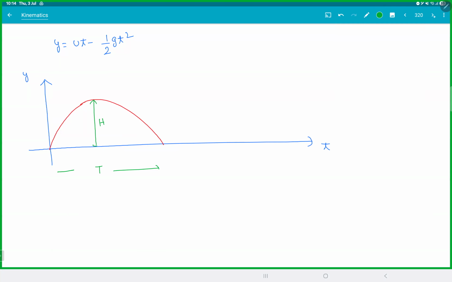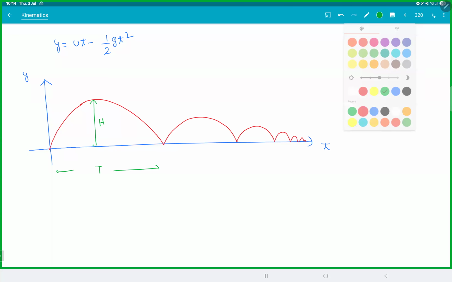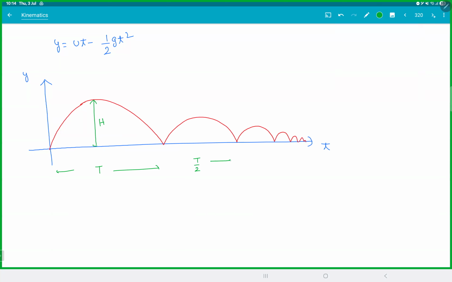So every time it hits the ground, the parabola becomes smaller and smaller and smaller, and it ends. So the time becomes t by 2, t by 4, and so on. The graph will end at 2t. And the heights will become h by 4, h by 16, and so on. This is a square function. This is how the parabolas look. Clear? This is the displacement time graph.